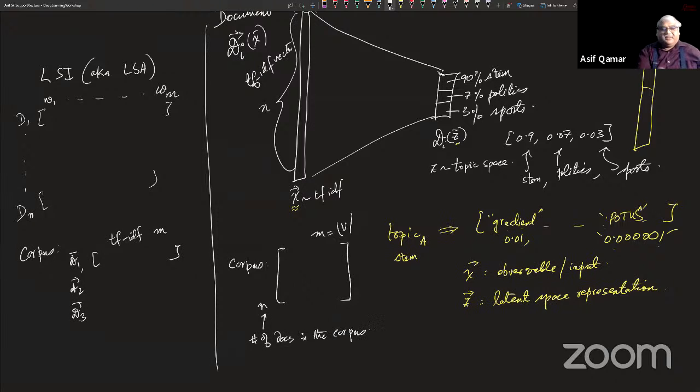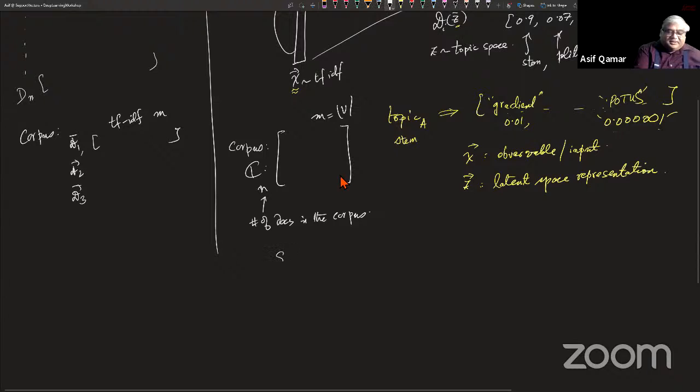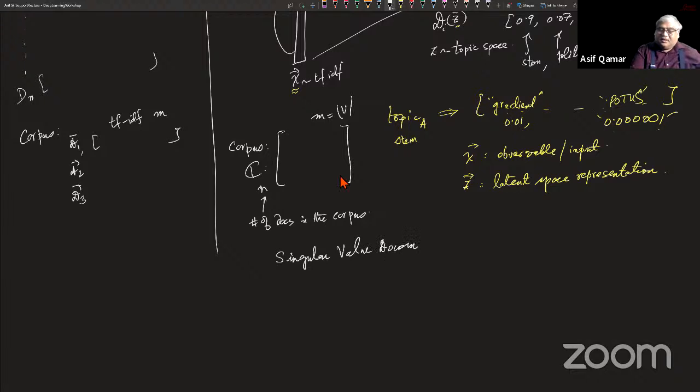Right? So if I write this matrix as the C matrix, then the basic idea is that this matrix C, the corpus matrix, can be decomposed using singular value decomposition. And what it does is you can write it as U D V transpose. And we won't go into all the details of this.